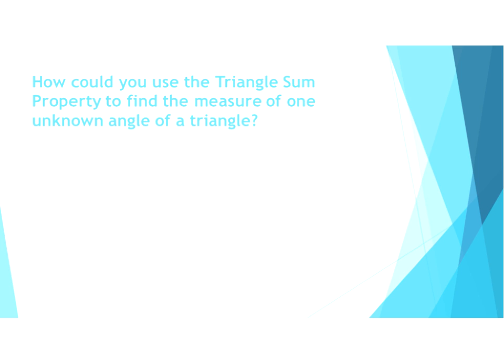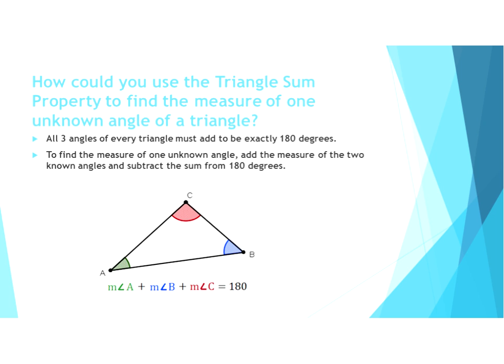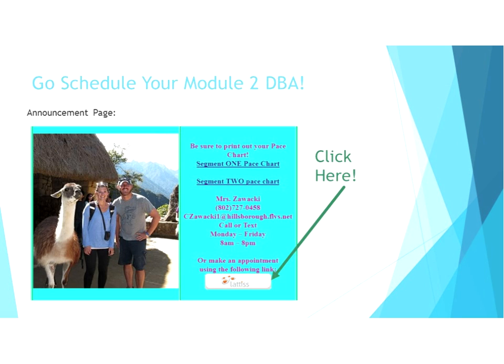How could you use the triangle sum property to find the measure of one unknown angle of a triangle? Well, keep in mind that all three angles of every triangle must add up to be exactly 180 degrees. To find the measure of one unknown angle, all you have to do is add the measure of the two known angles and subtract the sum from 180 degrees. And that's the format for finding an unknown angle measurement inside of a triangle.